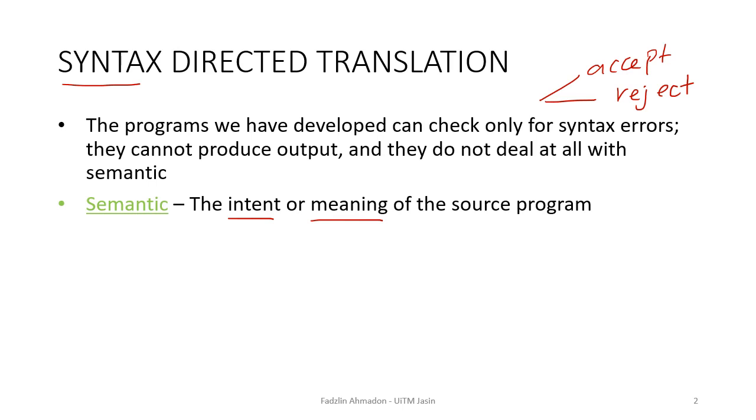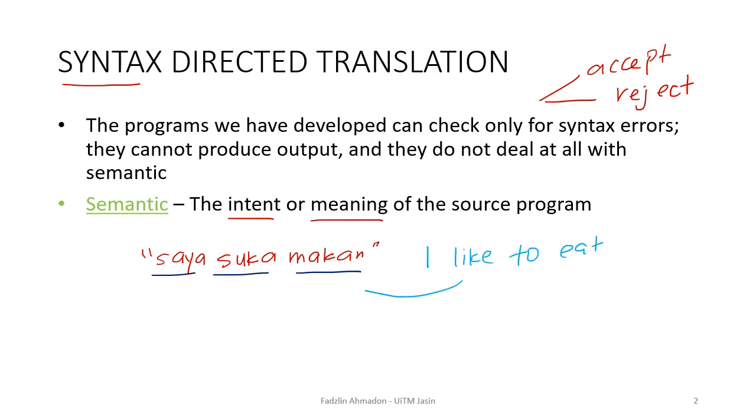So for example, if we are parsing a sentence in Malay, saya suka makan. So we know that these three words, saya, suka, and makan, they are words in Malay. Therefore, the syntax of the sentence is correct. But what is the meaning of this sentence? We must be able to parse I like to eat from this sentence, because this is the meaning of the sentence, and this is what we mean by semantic.